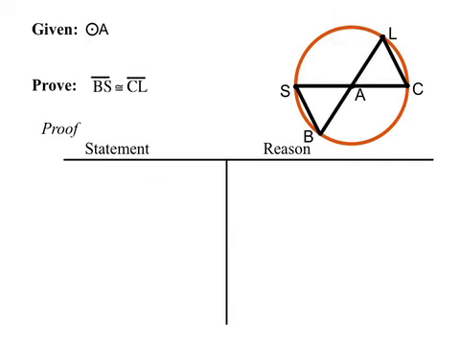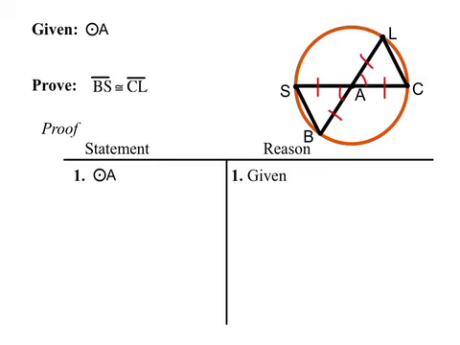And here's one more, a little bit shorter this time. What we're given is circle A and the diagram that shows several chords in circle A. And we're to prove that segment BS is congruent to segment CL. Once again, we're going to mark some things. And for the purposes of this proof, we're going to mark those two angles congruent. And of course, we can do that because they're vertical angles. And then we mark the four radii that are all congruent to each other.